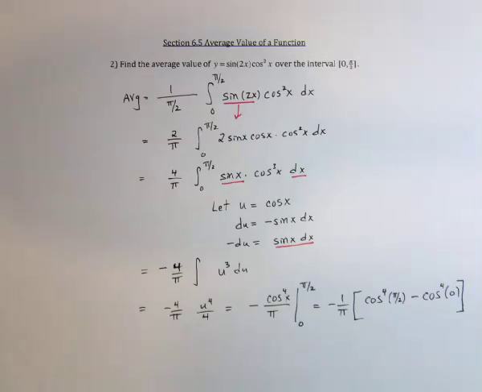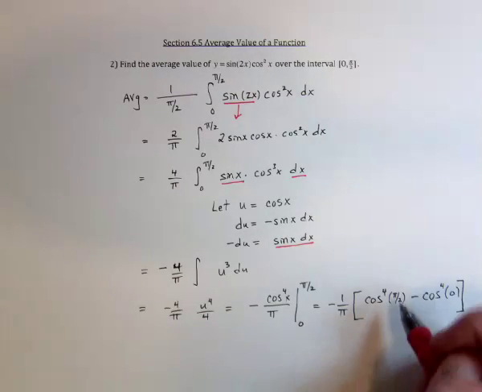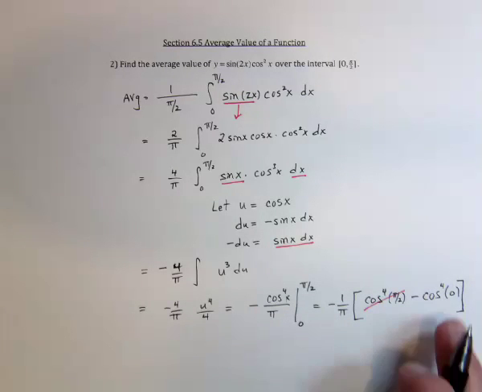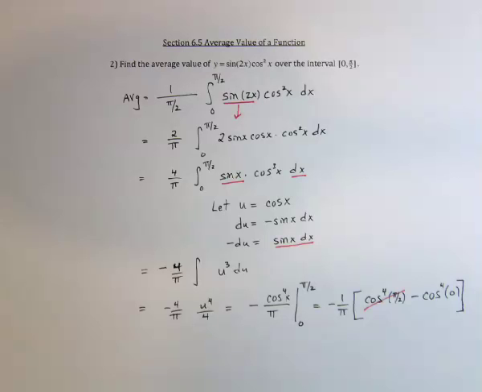Well, cosine of 0 is 1, and cosine of pi over 2 is 0, so this is gone, and this is just a 1. So if that's just a 1, then finally this is going to be a negative times negative, and the answer is just 1 over pi. A little bit smaller than a third.